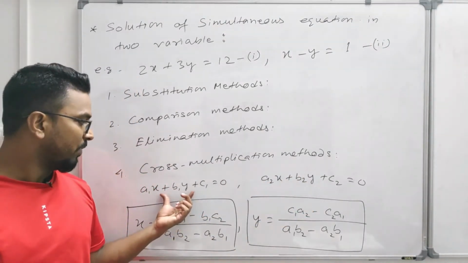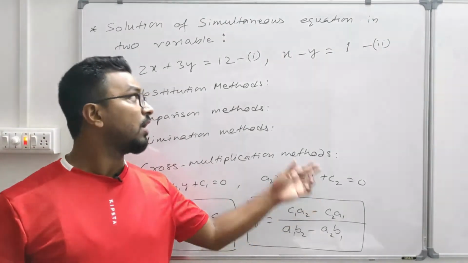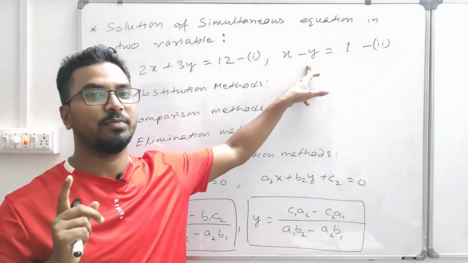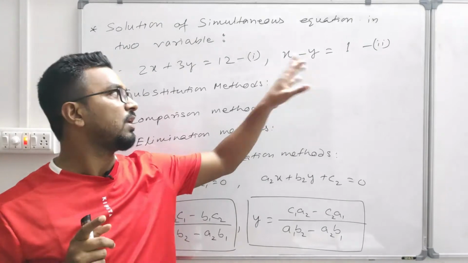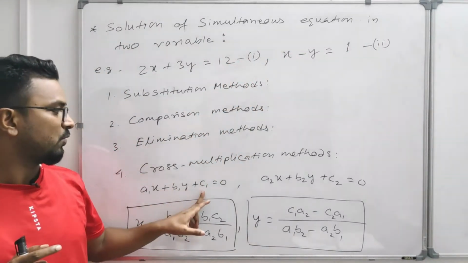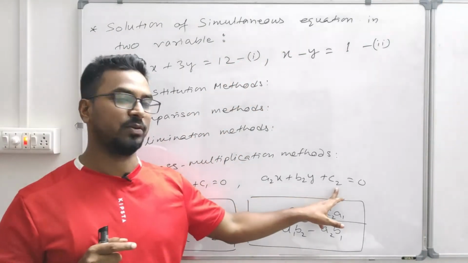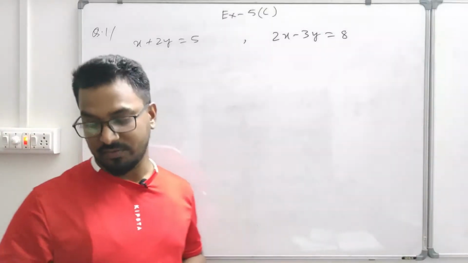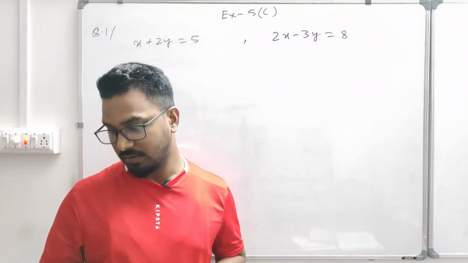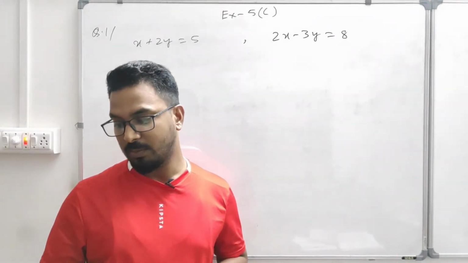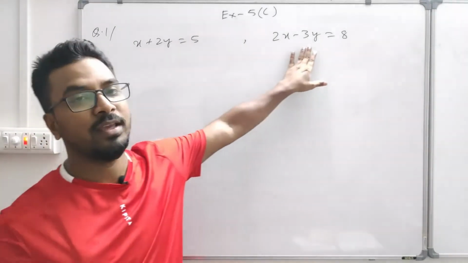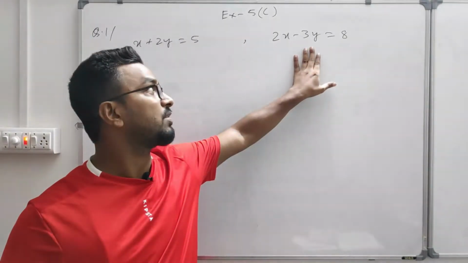So we have to compare this general form with the pair of linear equations in two variables. We'll see in exercise 5C how to find the values of a1, b1, c1, a2, b2 and c2. So we'll start exercise 5C. Question number A is given: applying the cross multiplication method, solve. You have to find the value of x and y by the cross multiplication method.